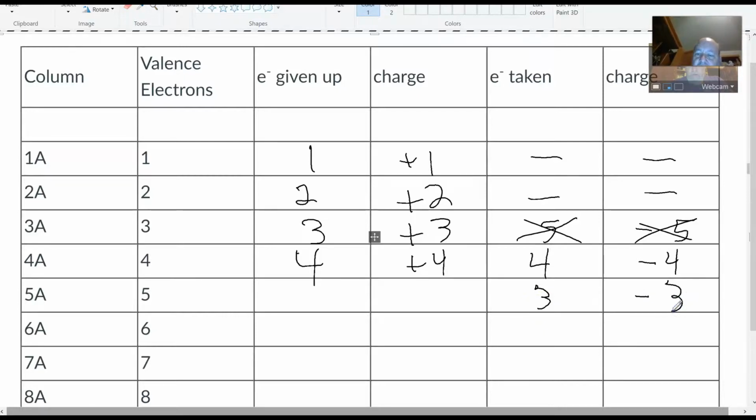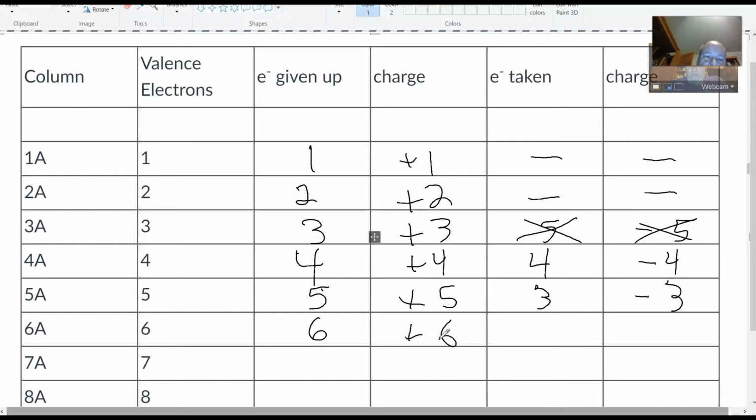On the other hand, I have a couple of metals in column 5A. Okay, I have the metals down at the bottom of 5A. They're going to have 5 valence electrons, so they would give up 5 valence electrons. They'd have a charge of +5. Then in column 6A, I have one last metal, and that's polonium, and it has 6 valence electrons, so it would give up 6 electrons. I'd have a charge of +6 because now I'd have 6 more protons than I do electrons.